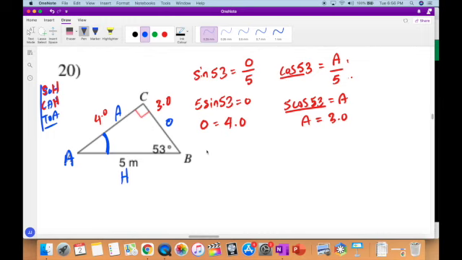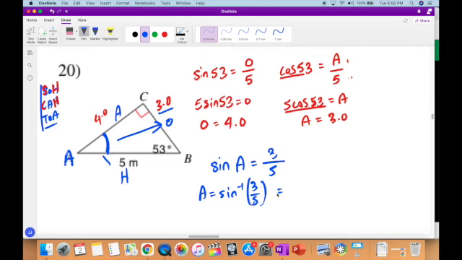So we have all of the sides here, so let's use sine. We can use any one because we have all of the sides. Sine of A is equal to the opposite, which is 3, all over the hypotenuse, which is 5. Therefore A is equal to the sine inverse of 3 on 5, which gives us 36.7 degrees. Got 36.7 for this.